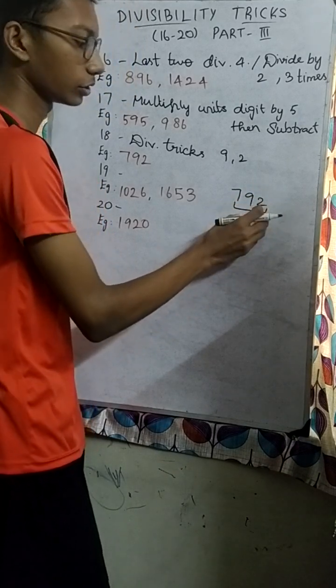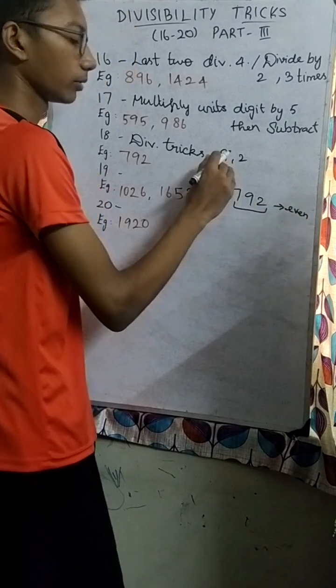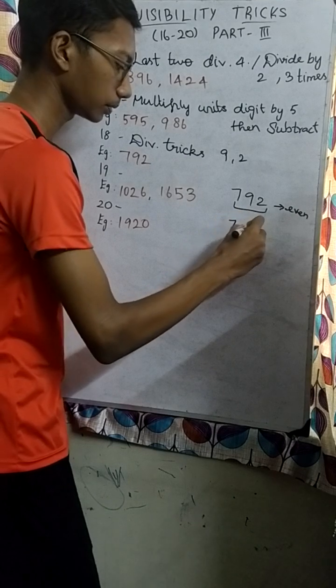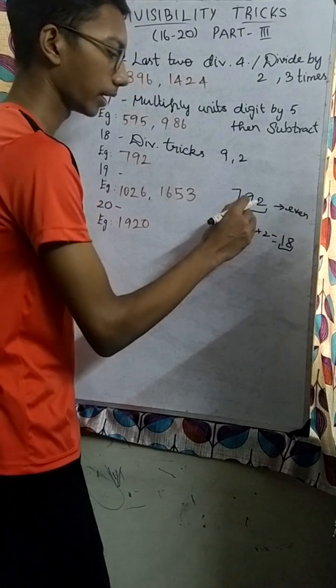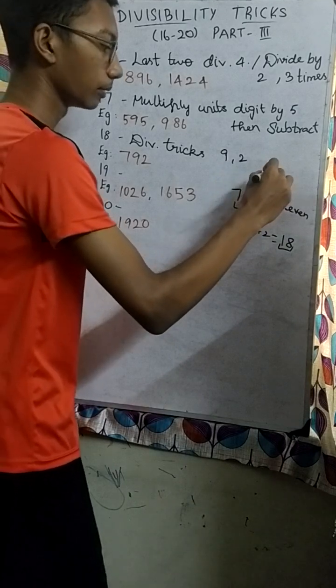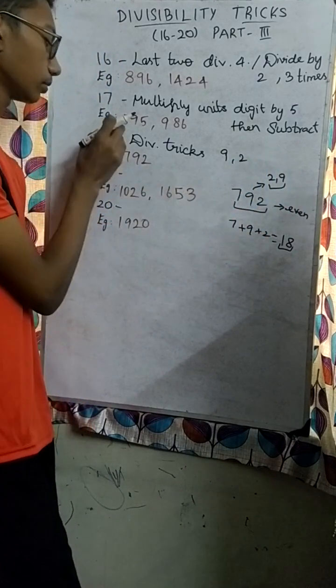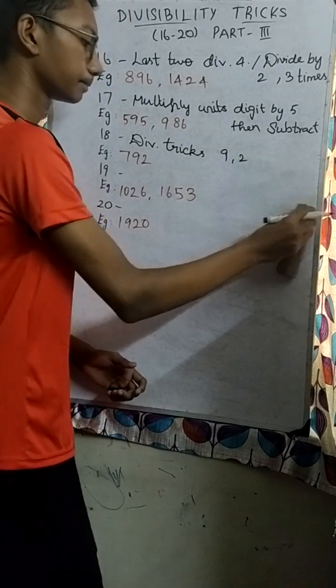Clearly this number is divisible by 2 since the last digit is an even number. For the divisibility trick for the number 9, add all these numbers. We get 7 plus 9 plus 2, which gives 18. And 18 is divisible by 9. So this number is divisible by both 2 and 9. So we can say this number is divisible by 18. So that is the divisibility trick for the number 18.